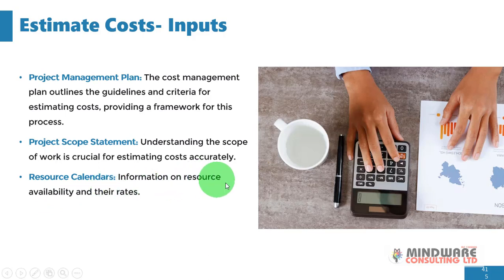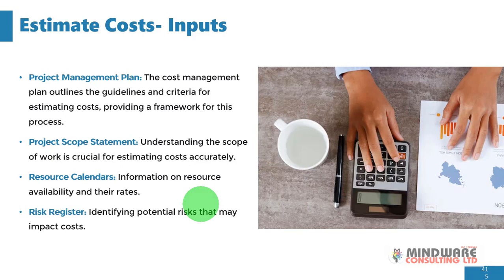Resource calendars. Information on resource availability and their rates. Now, this has to do with the personnel, the human resource, okay, the labor. All right, people that are going to be doing one thing or the other in this project. All right, so that's what the resource calendar is all about. Their availability and their rates. How much is allocated for each person for what labor that the person is going to be doing. All right, both skilled and unskilled labor for the project.